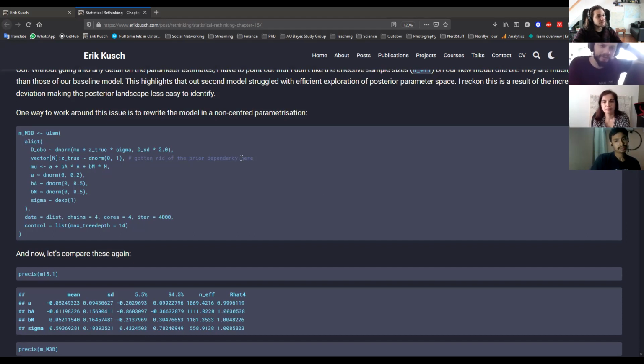I am so confused. Why do you need to non-center it when it's not a hierarchical model? So the reason it runs badly is because we have now made the posterior landscape difficult to identify, because we have increased the standard errors so much that it's difficult to find the valley. That's basically what's happening here.